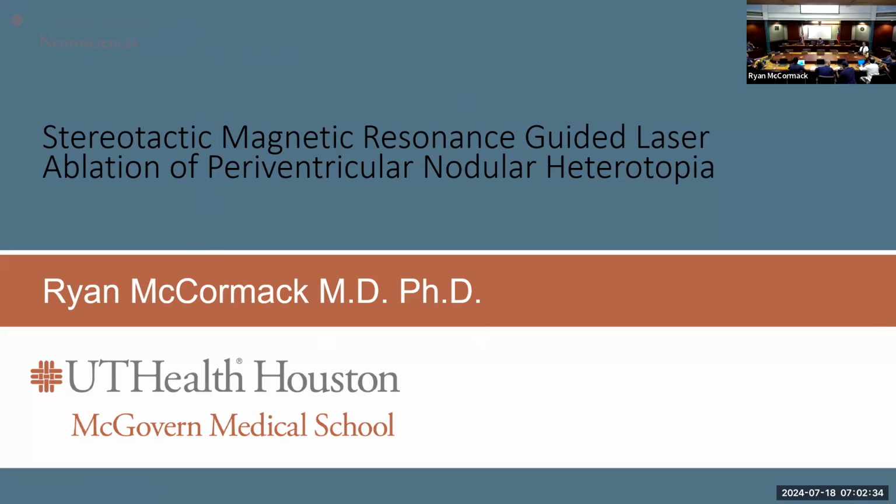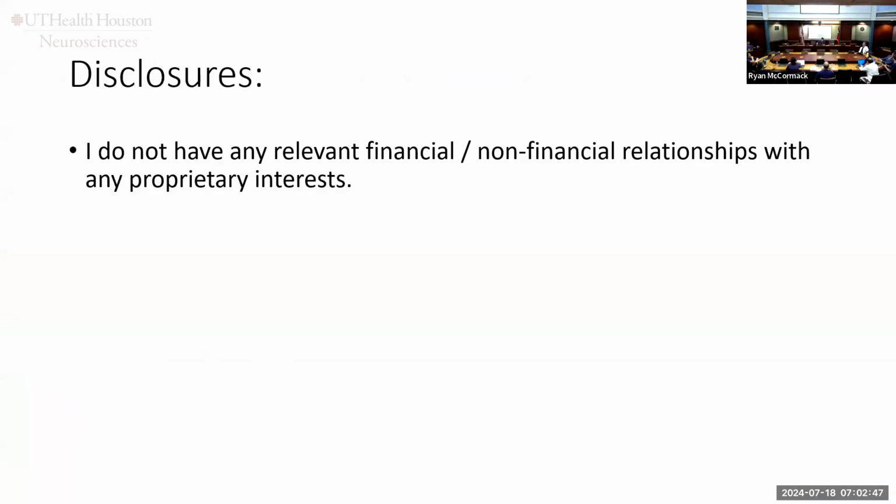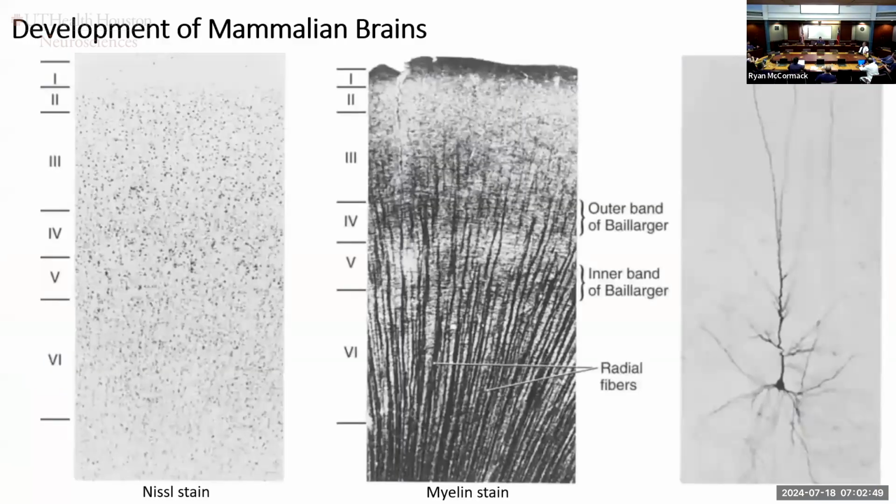Ryan McComack with the PGY7s, and I'm going to be talking about stereotactic magnetic resonance guided laser ablation of periventricular nodular heterotopia. And this was just recently accepted into Annals of Neurology. The neocortex is a set of layers in the cerebral cortex that's involved in really higher brain functions.